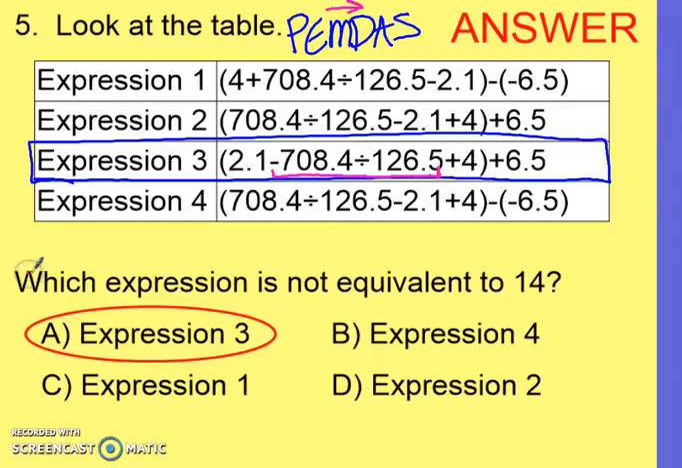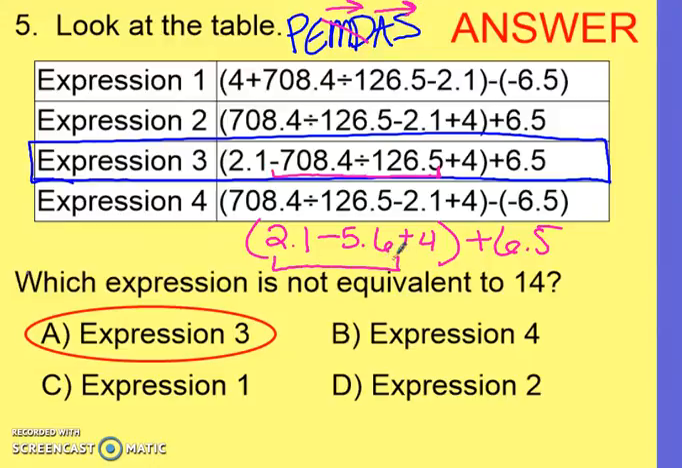So in your calculator, you would say negative 708.4 divided by 126.5. And that's going to give us negative 5.6. Drop everything else exactly as you see it. So we're still working inside the parentheses. Inside the parentheses, we're done with multiplying and dividing, and we have adding and subtracting. Remember, we add and subtract left to right. So I'm going to do 2.1 minus 5.6, and that's negative 3.5.